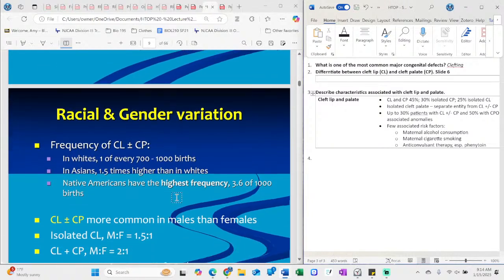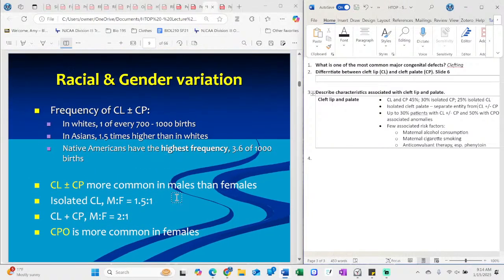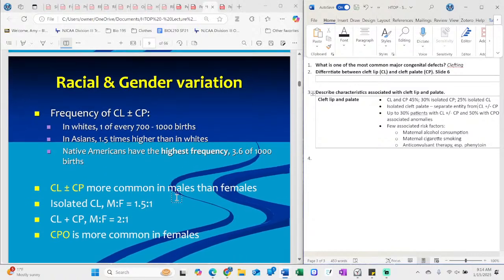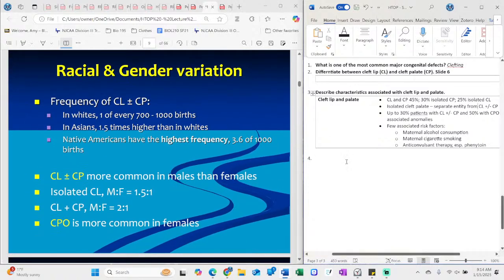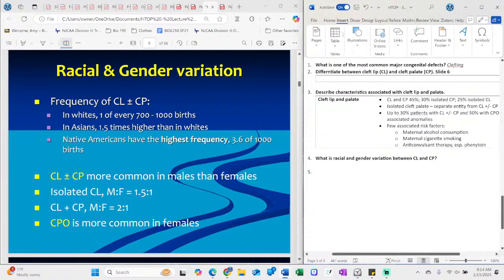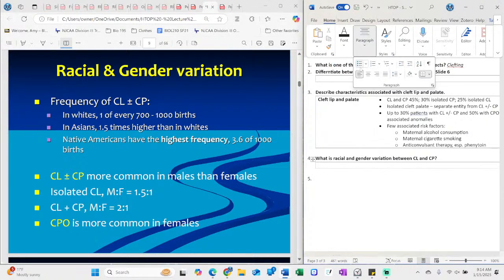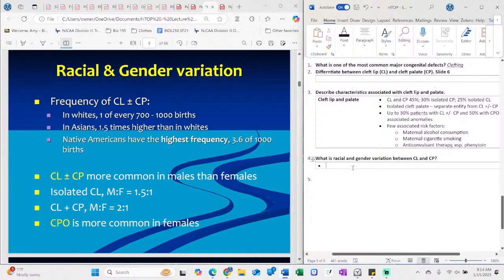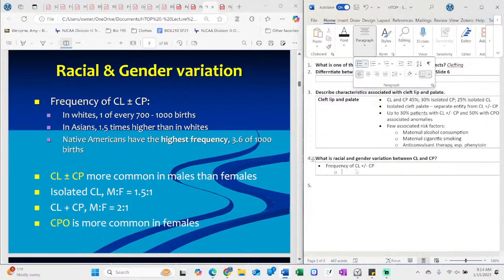Now, racial and gender variation, so considerable variation has been reported in these clefting anomalies. So the highest frequency of cleft lip with or without cleft palate has been reported in Native Americans. Highest frequency about 3.6 of 1,000 births. This is followed by the Asians who have at least 1.5 times higher risk than in the white population. And then the lowest frequency has been reported in the African American population.